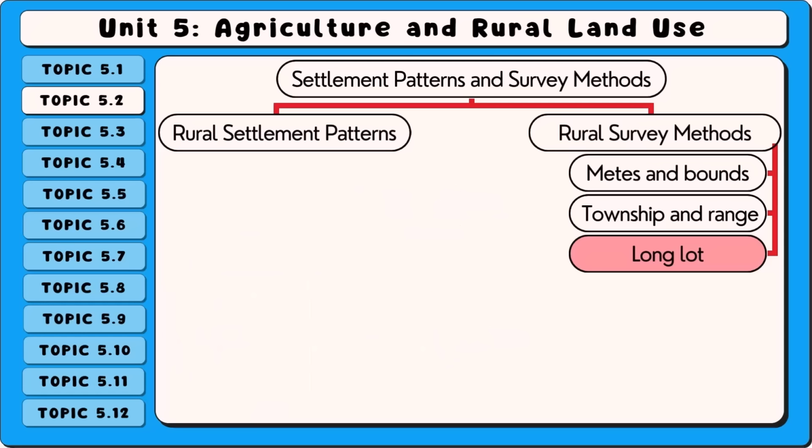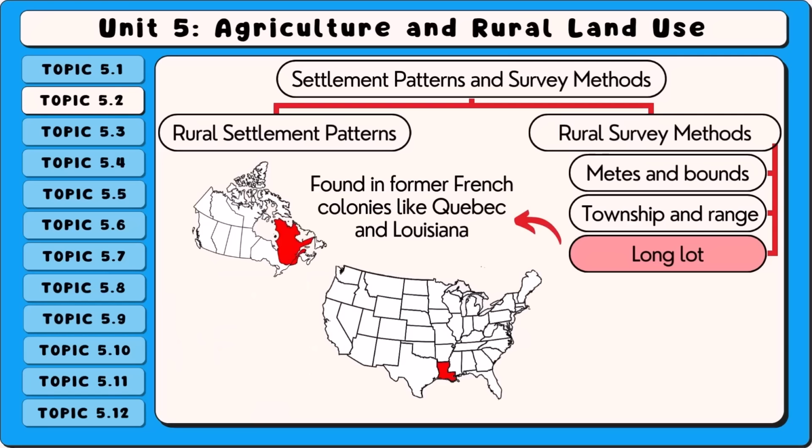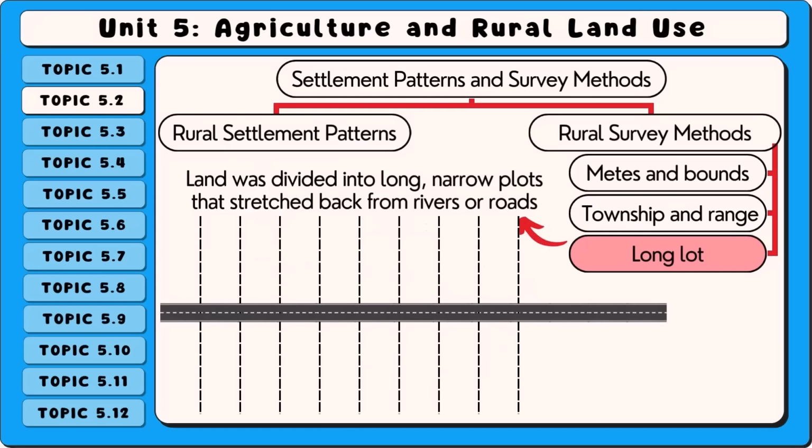The third method is the long lot system. This method was used by the French and is found in former French colonies like Quebec and Louisiana. Land was divided into long, narrow plots that stretched back from rivers or roads. Each farmer had a thin strip that included access to water or transportation. This system created linear settlement patterns and allowed more people to access vital resources.